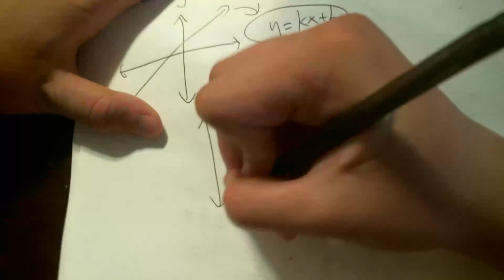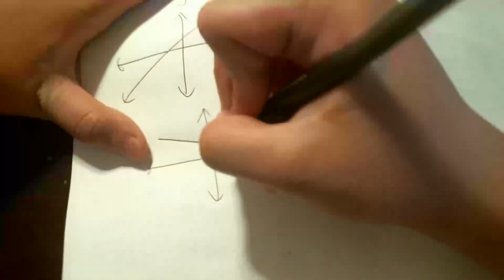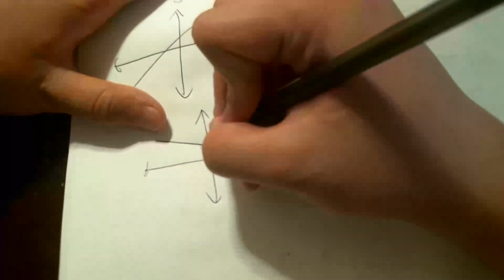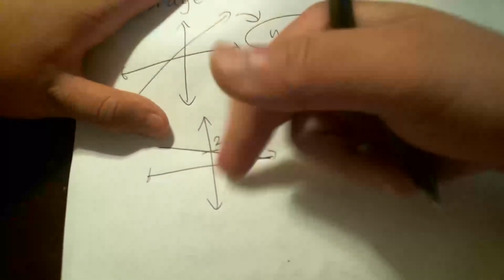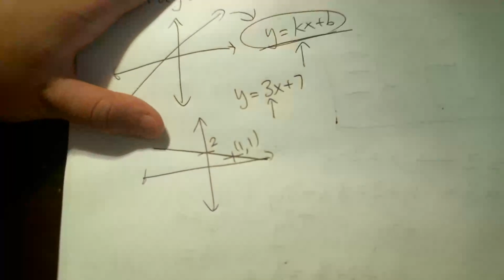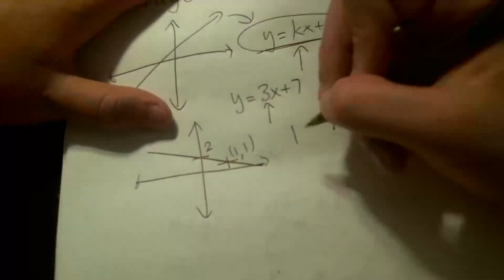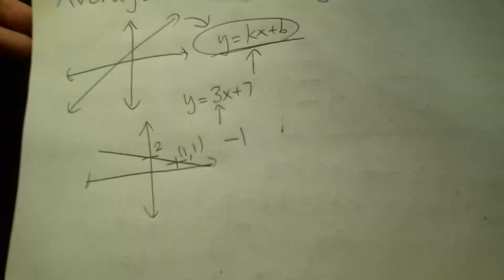So if you had a graph of that, and say it looked like this, and over here at the y-intercept it was 2, and over here at this point it was 1, then the average rate of change would be negative 1, since that is the slope here.